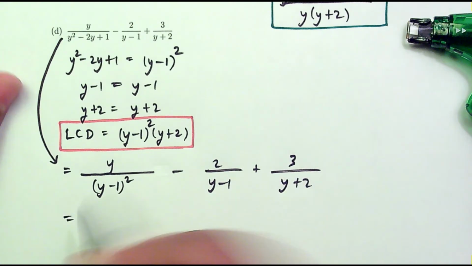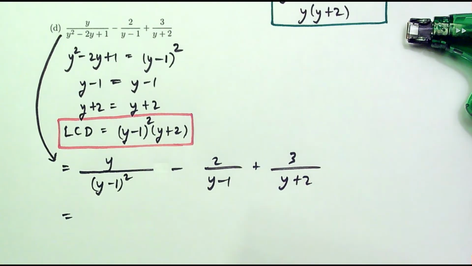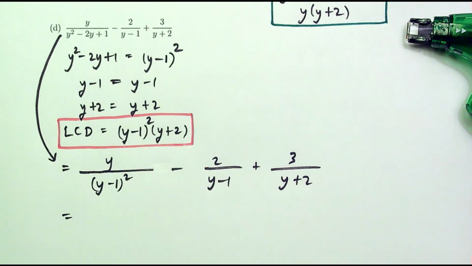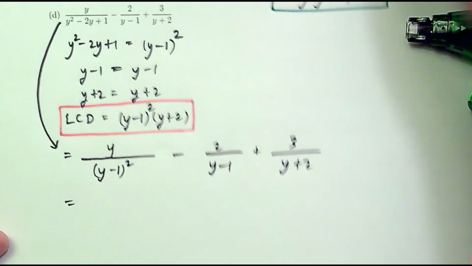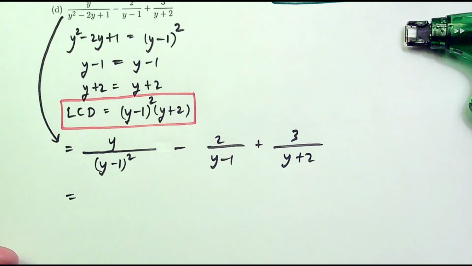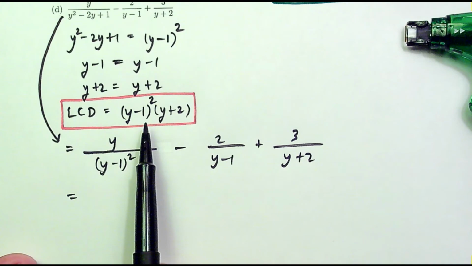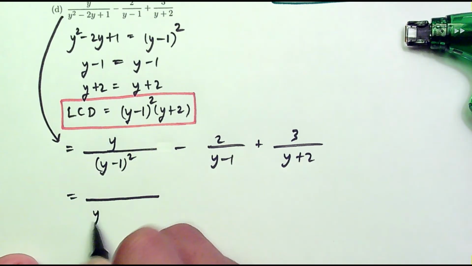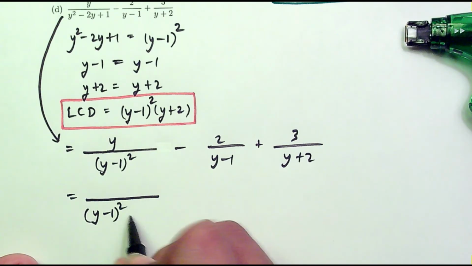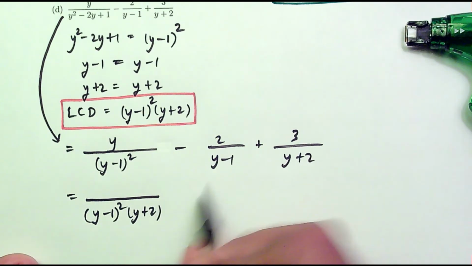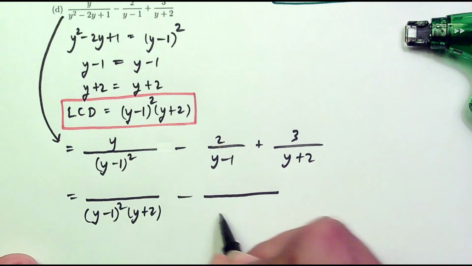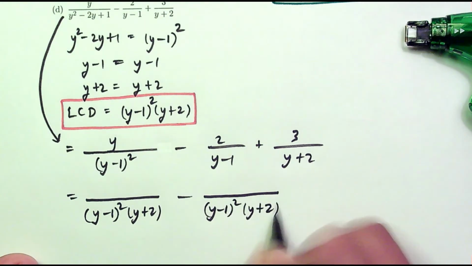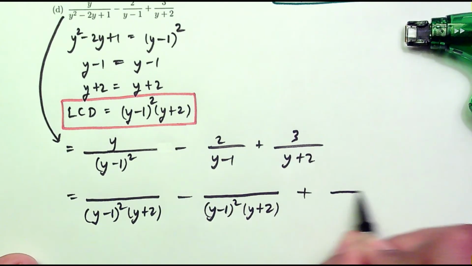Okay, so I haven't done anything. Just copy the problem, but with this denominator in factored form. Okay, now we're gonna compare and think what's missing. I need this to be the new denominator. So my new denominator is gonna be this: y minus 1 squared, y plus 2. Same for the next one, and same for the last one.